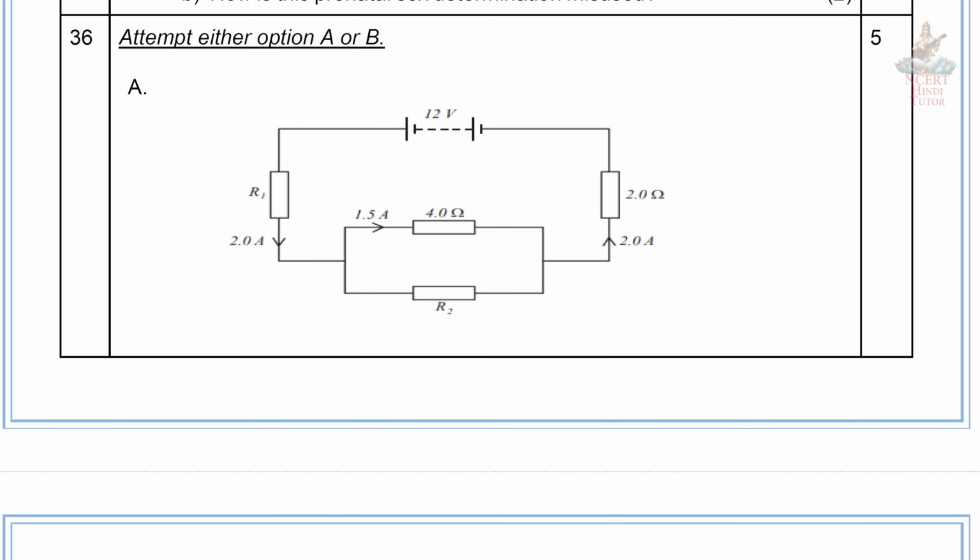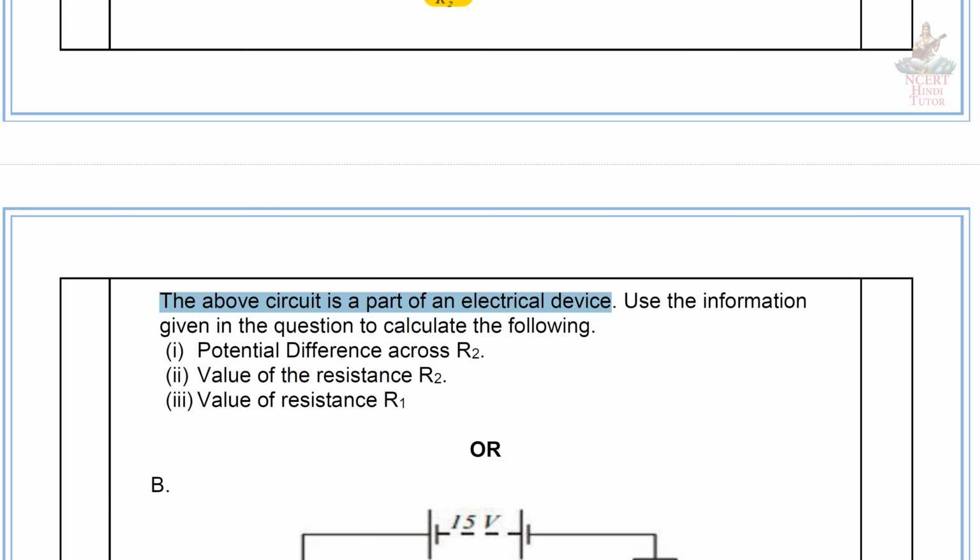Question 36. Either attempt option A or B. A. So friends, we have a figure here. This is the 12-volt battery. This is resistance. Current flowing is 2 ampere. Here current flowing is 1.5 ampere. The resistance is 4 ohm. Here resistance is 2 ohm and the current flowing is 2.0 ampere. And this is resistance R2 and this is resistance R1. The above circuit is a part of an electrical device.